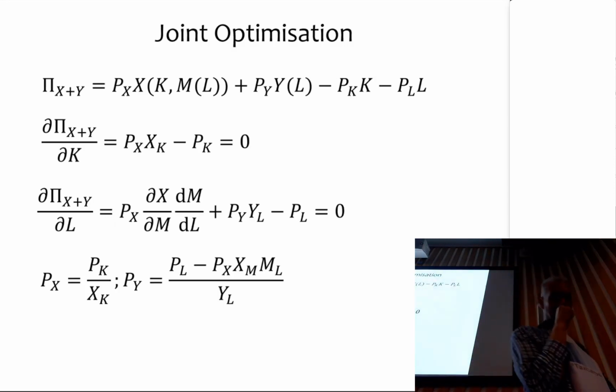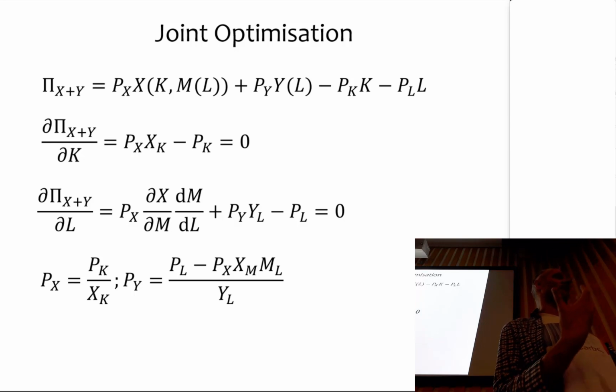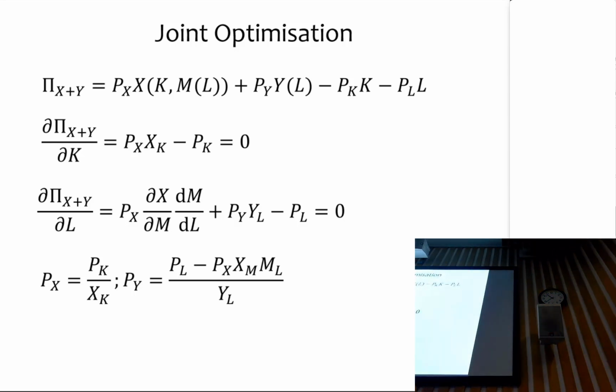If we look at this from a social perspective, we want to maximize the joint profit of the two companies. That is pi_{X+Y}, and that's just the sum of the two things. And then the following happens. If we look at the first company, the company that makes X, so we want to consider how much capital to use, right? So d pi_{X+Y} over dK is P_X X_K minus P_K.